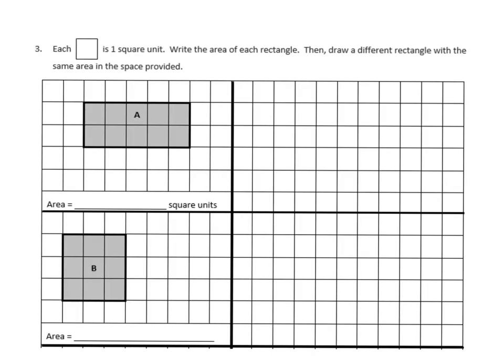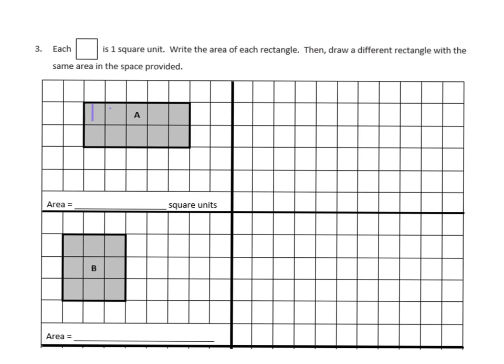Let's take a look at number 3. It says each square is 1 square unit. Write the area of each rectangle. Then draw a different rectangle with the same area in the space provided. So look at letter A. Solve for the area. Pause the video while you work. Replay when you are ready or if you get stuck.